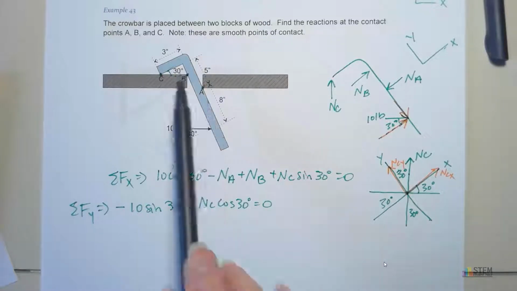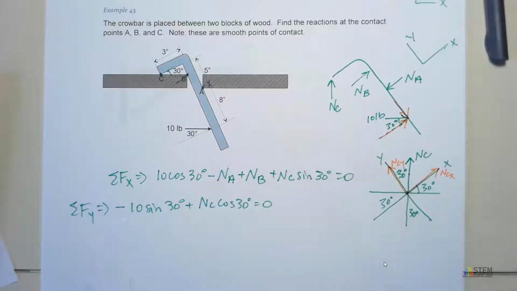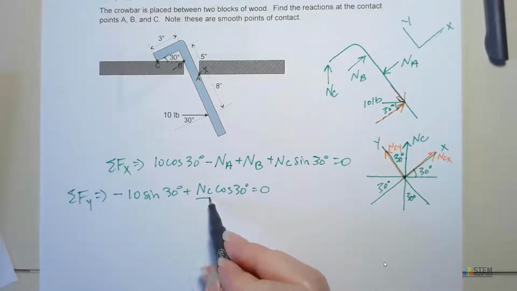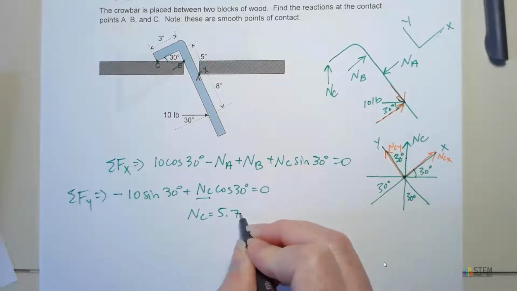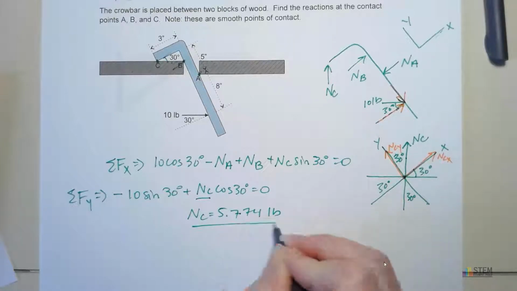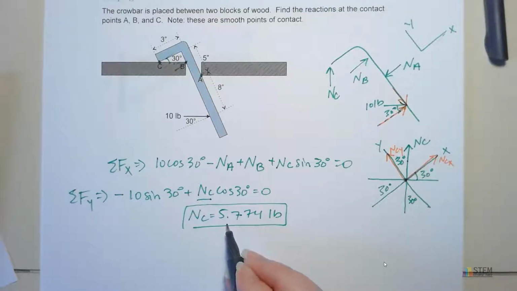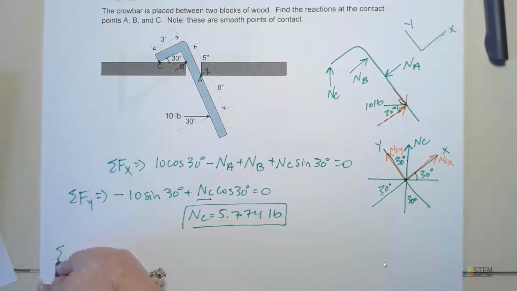And on this one, again, we're ignoring the gravity or the weight because we weren't told anything about mass. If you're not given the mass or it doesn't ask for you to find it, you can just leave that off of the free body diagram. Now this one, we only have one unknown, NC. We can go ahead and solve for NC here. We get 5.774 pounds. It's positive. That means we chose the right direction here. We still need one more equation because we still have 2 unknowns left. We have NA and then NB to solve for.